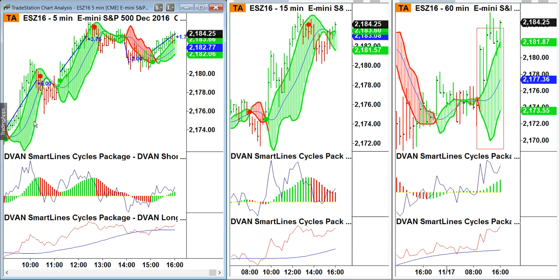These are some examples of how we can come into the day with DVAN SmartLines, really formulate our plan. Where's the major trend direction? Where are our points that we could enter, our points that we could exit, and our main points of support and resistance to look for targets and trend continuations on the longer term time frames.